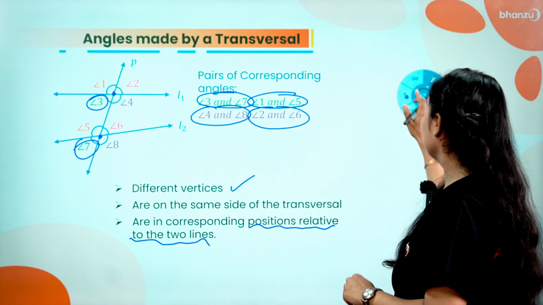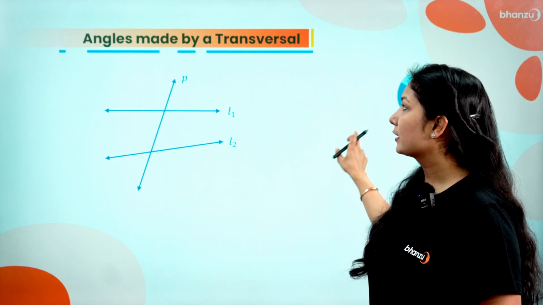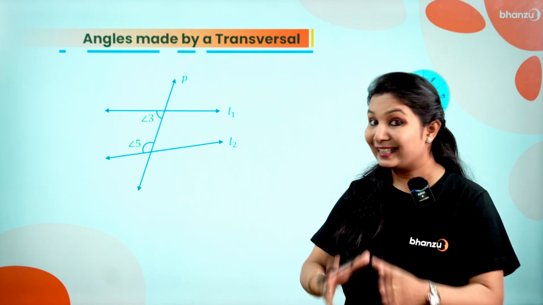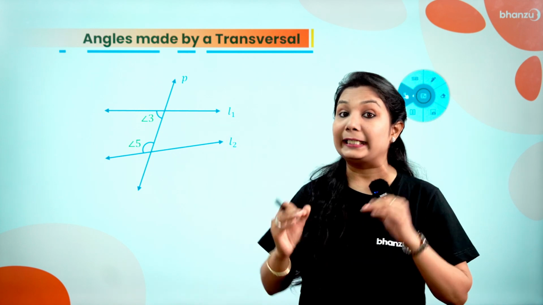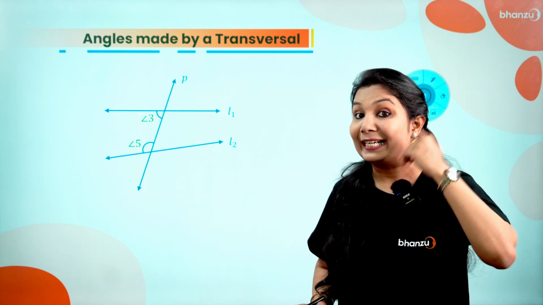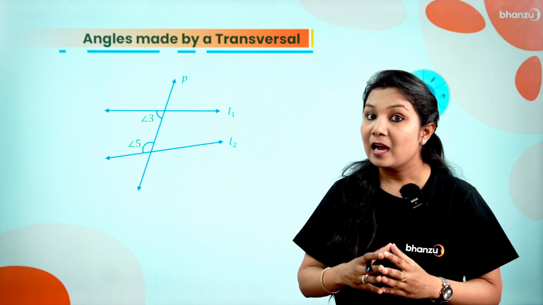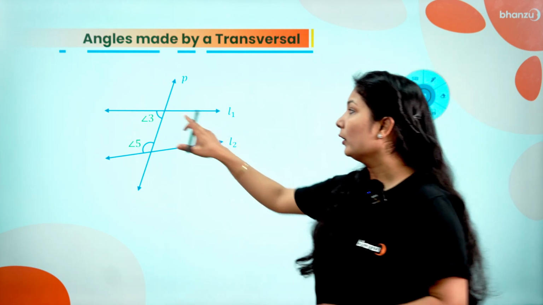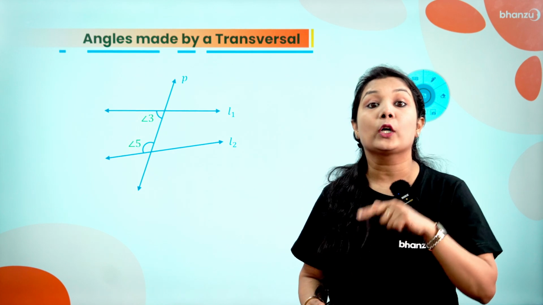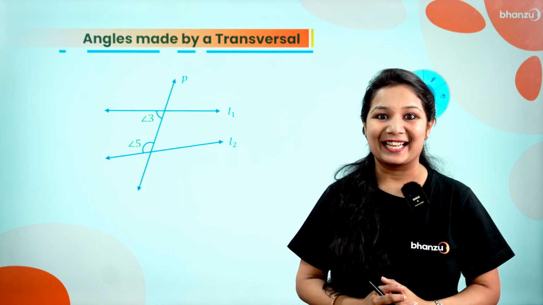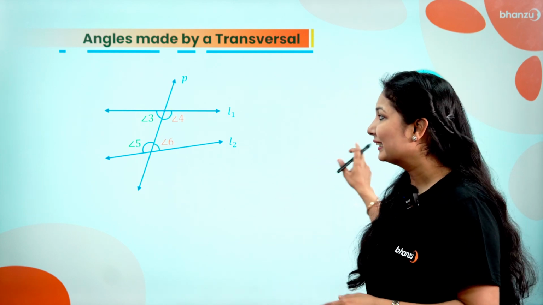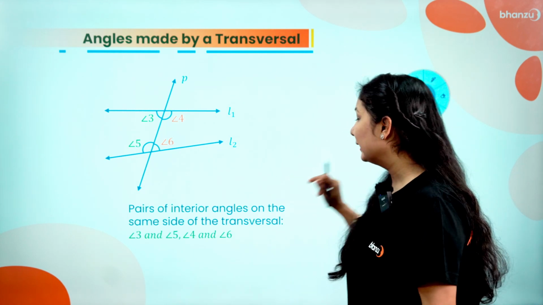So let's move ahead and see a very interesting pair, which is 3 and 5. Now this time they are interior angles. Everybody is clear now? Interior angles, the basic. Yeah, I told you that in detail we are going to talk about it. But when they are on different sides of the transversal, we call them alternate interior angles. But if they are on the same side of the transversal, they are called co-interior angles.